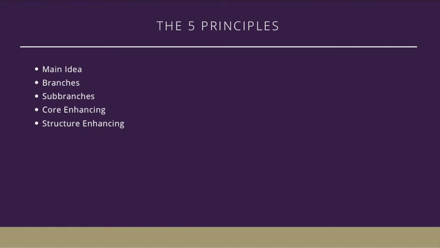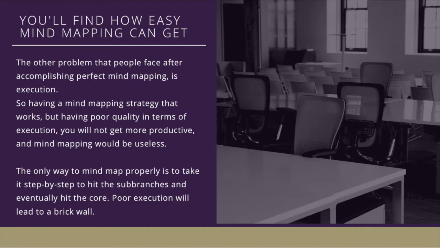Then you have the sub branches, which is brainstorming and figuring out bits and pieces of the branch. That is basically the branch that came from the main idea. So if you're taking the main idea as a branch, and then you have the branches as a sub branch, and then you have the sub branches as sub branches, it's getting a bit complicated, but you'll get it. And then core enhancing, which is working on the core of the mind map, and structure enhancing, also working on the structure for it to become more effective. You'll find eventually how easy mind mapping can get.